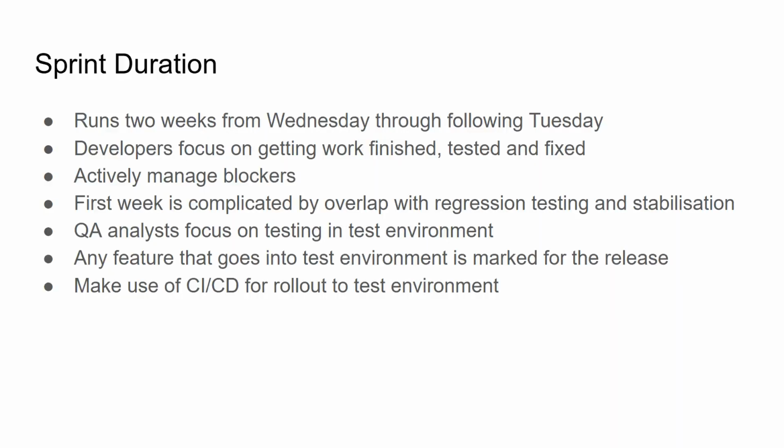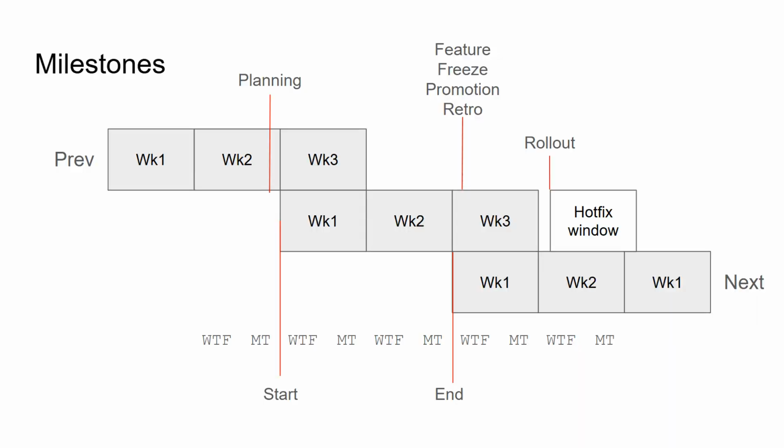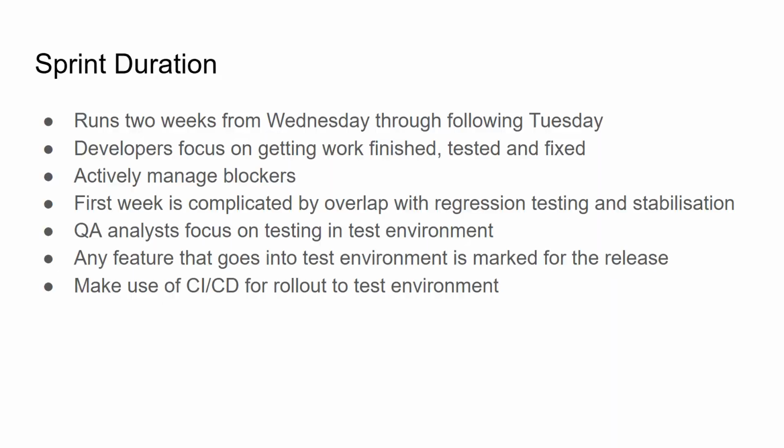The sprint runs for 2 weeks from Wednesday through the following Tuesday. Developers focus on getting work finished, tested, and fixed. We actively manage blockers, and the first week is complicated by an overlap with regression testing, as you will have seen on the diagram. The QA analysts focus on testing the test environment, and any features that go into the test environment are marked for the release. We make use of CI/CD for the rollout to the test environment.